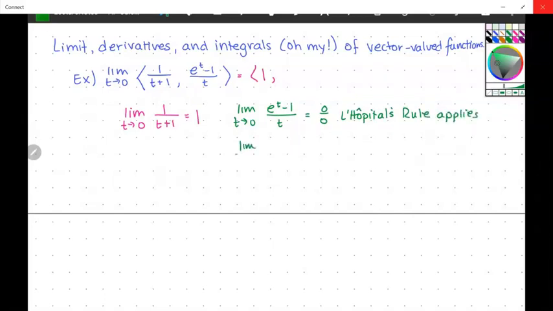So the derivative of the top is just e to the t. The derivative of the bottom is just 1. Can we do the limit now? What is the limit? Okay. So that's the answer. So it's like 2 problems for the price of 1. All right, any questions on that example?